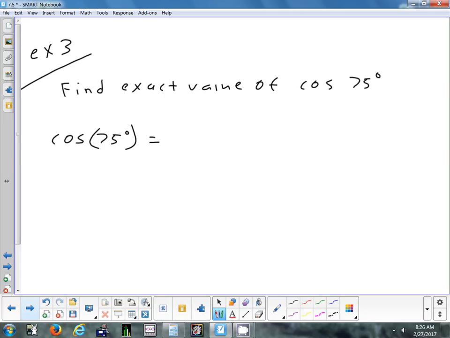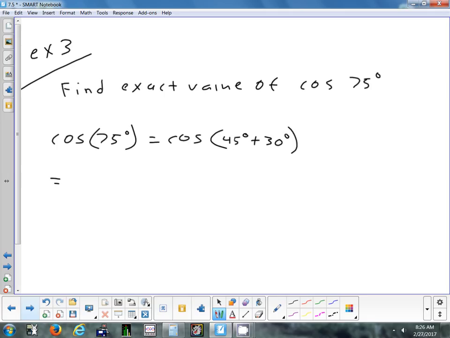But can somebody tell me how to rewrite that whole thing? Let's just start with this. How can you write 75? 60 plus 15. Or you could do 45 plus 30. Yeah, we want to work with angles that are multiples of 30 and 45. It doesn't matter which one you put first. If you're subtracting, it does. Now, can somebody tell me how to rewrite cosine 45 plus 30?